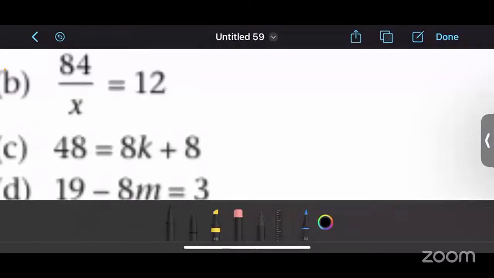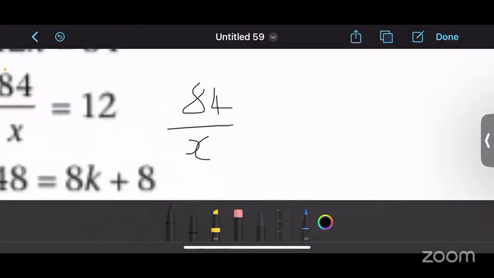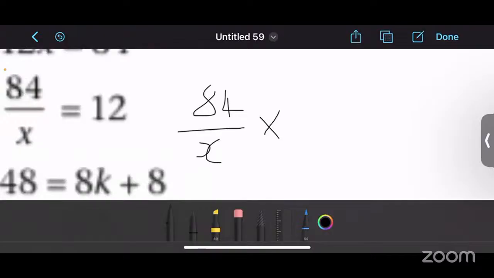Do you guys remember when I said, I think this one is going to be easier for you guys? Remember when I said what you do on the left, you're going to do on the right? Guys, quickly confirm if you remember. We have less than 3 minutes. So let's do this. 84 divided by X. I'm working on the assumption that you remember.